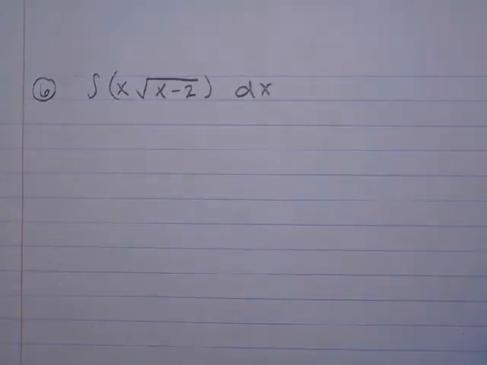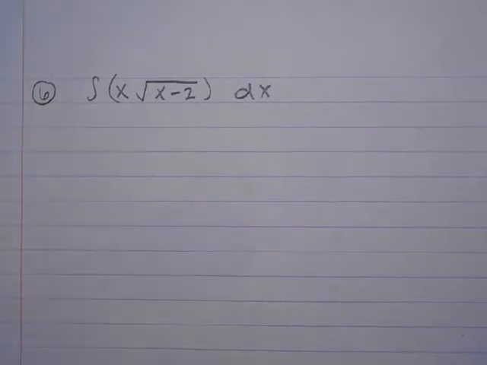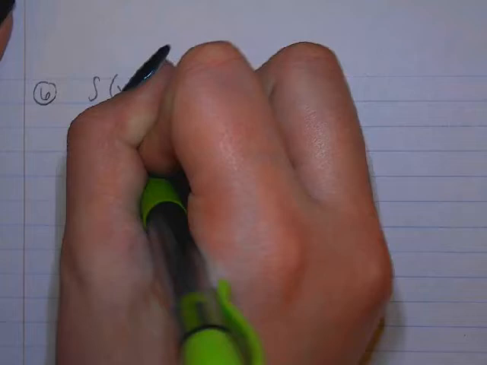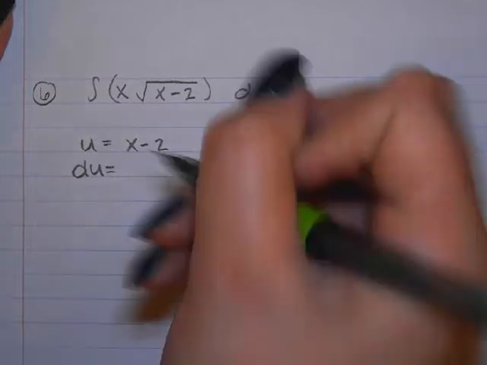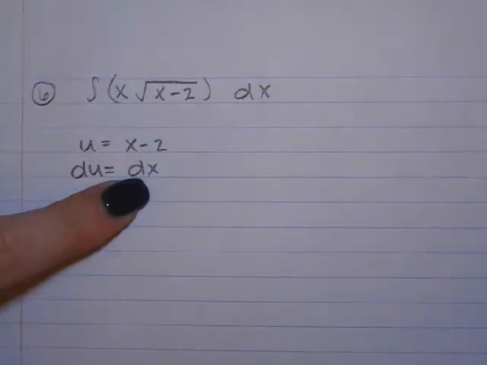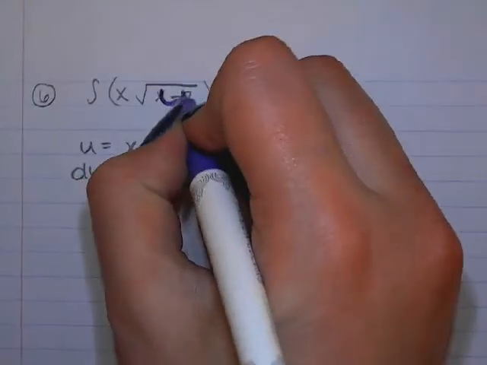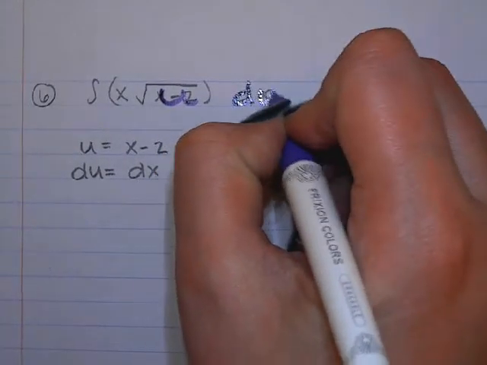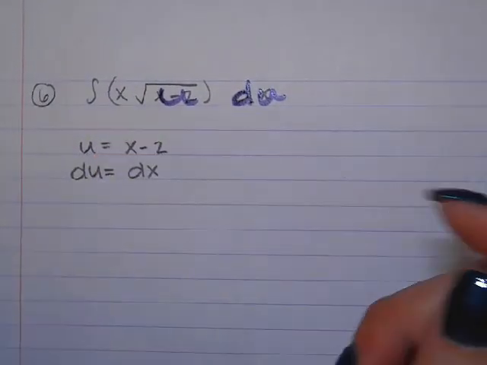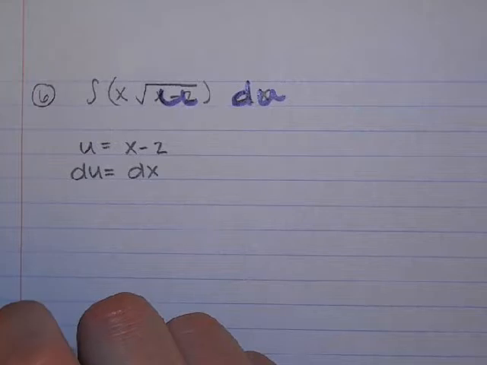So the u is going to be the inside. So what is the inside? X minus 2. Okay, what's the derivative of u? 1 dx. Okay. And then with the x, okay, so the dx, we can see, I'm going to use my marker. So I can see that this is u, and this is du, and the x in the front is something else.